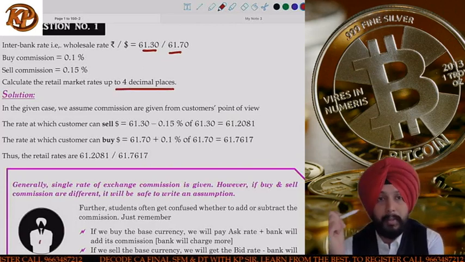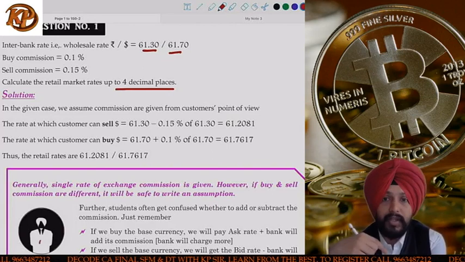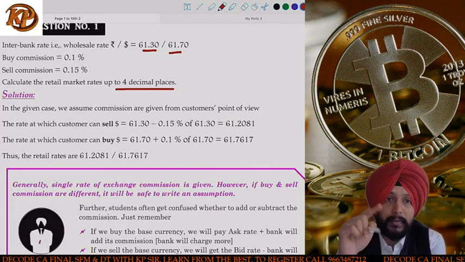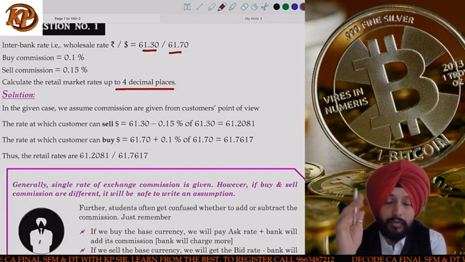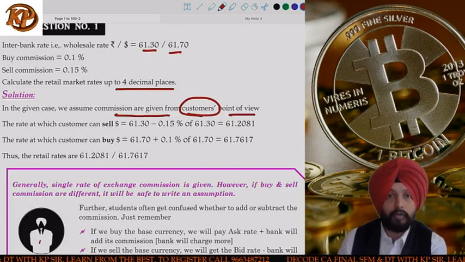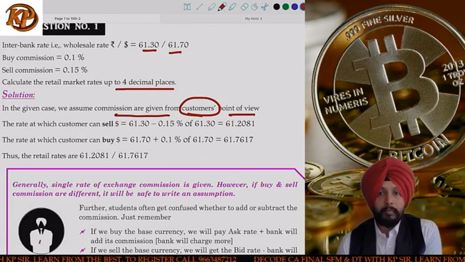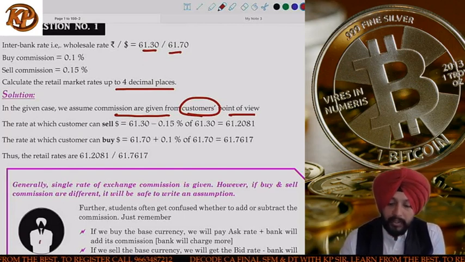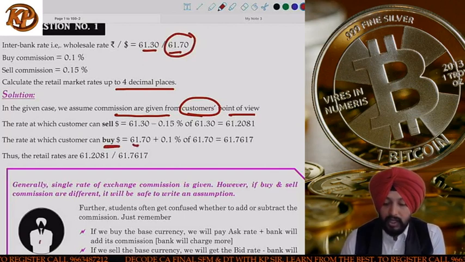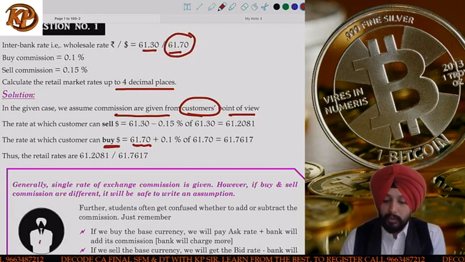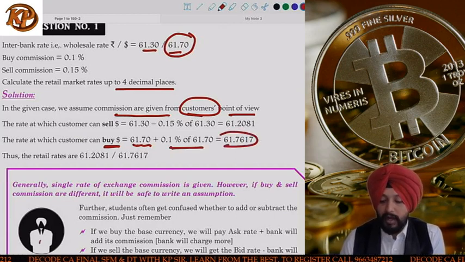So we are given the interbank market rates. From interbank market rates, we have to decide on the retail market rates, and for that purpose, buy and sell commission are given. First thing first, we have assumed that commission is given from customer's point of view. So for customer, the buy rate, or buy dollar, is always the ask rate, which is 61.70, plus buying commission is 0.1%. So 0.1% we have added to that.